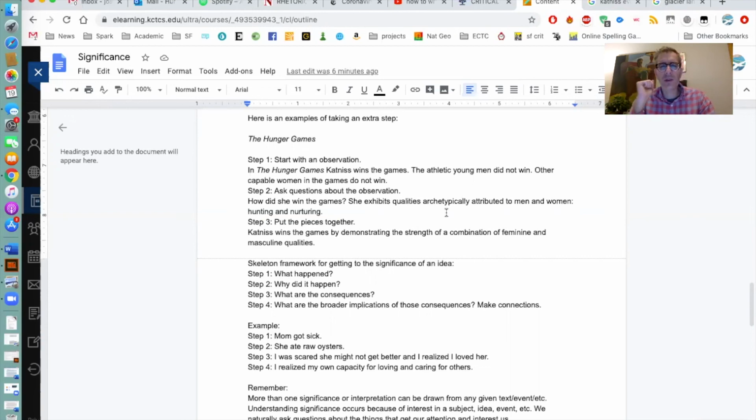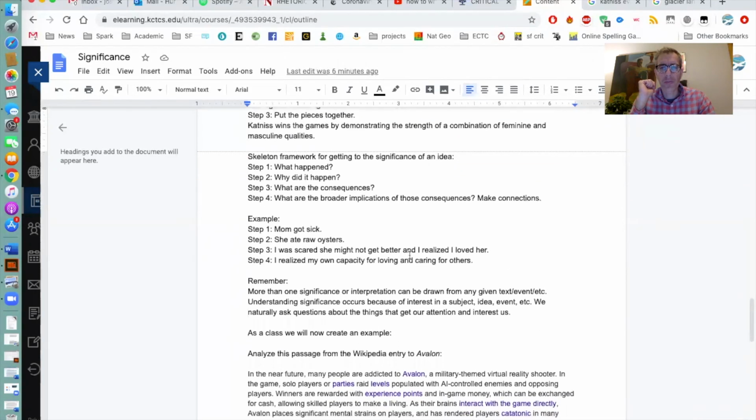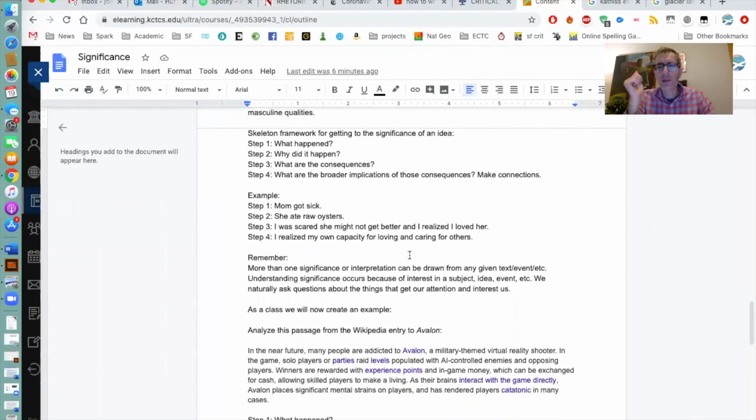So here's a skeleton framework for getting to the significance of an idea. Step one, ask what happened. Step two, ask why did this happen? Step three, ask what are the consequences? And then four, and this is the thing that you don't get in Wikipedia, ask what are the broader implications of those consequences and make the connections. Let's look at another example.